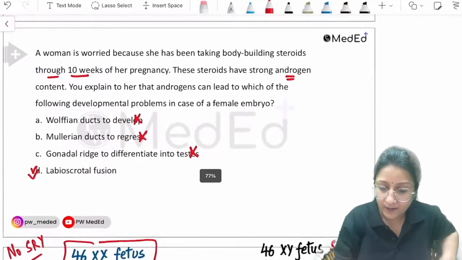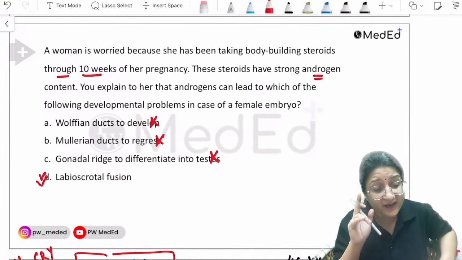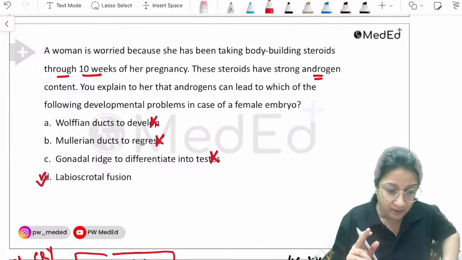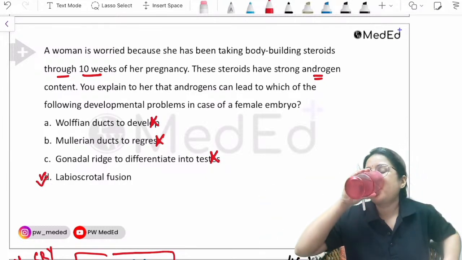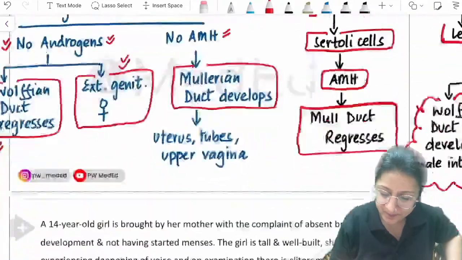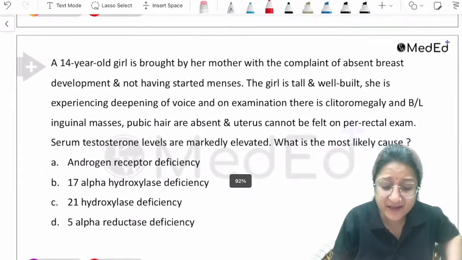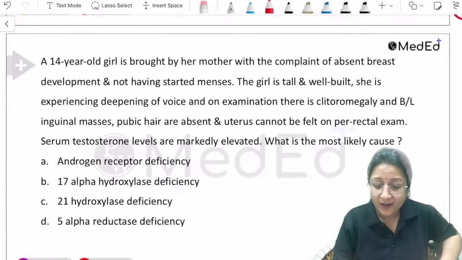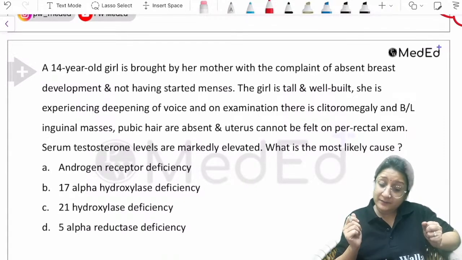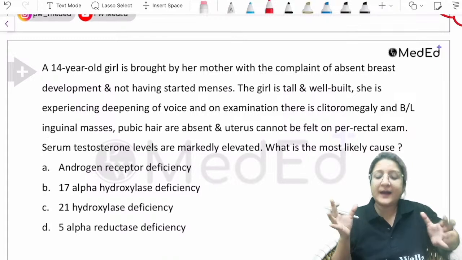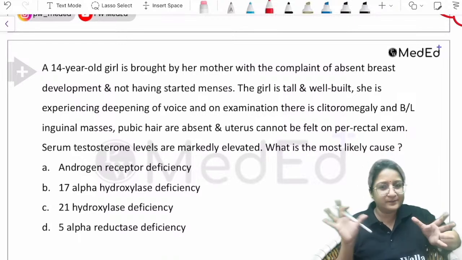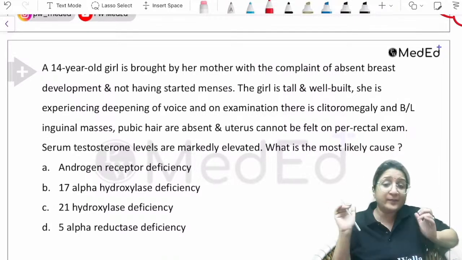Now, once we are very, very clear with this, I want to move to the next question. Read this question carefully. Clues are hidden in the question. And let's not mug up any particular disorder. Let's just understand and try answering the question. We'll interact, so any feedback, please keep giving me.